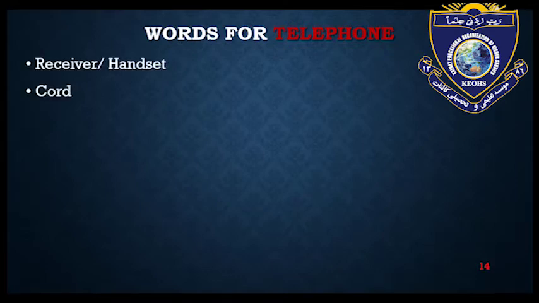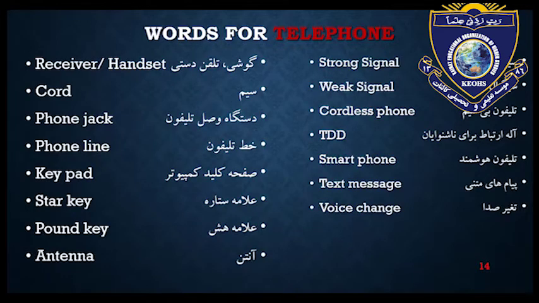Okay, now we're going to start with the first word. What is that? Receiver or handset. Receiver or handset. Cord. Phone jack. Phone line. Keypad. Star key. Pound key. Antenna.